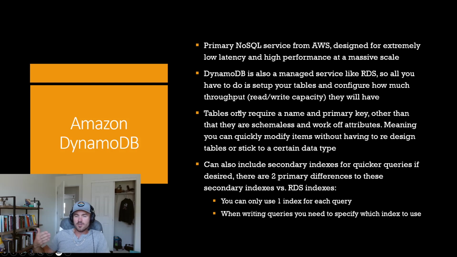They only require a name and a primary key. Other than that, they are schemaless and they work off of attributes. So in other words, you can quickly modify items without having to redesign your whole table or stick to a certain data type. And you can also use secondary indexes for quicker queries if that's a requirement. And there's two primary differences to these secondary indexes versus RDS indexes. Okay? You can only use one index for each query. And when writing queries, you need to specify which index you want to use. So having said that, don't really think too much about that. That's more database internals. All right.